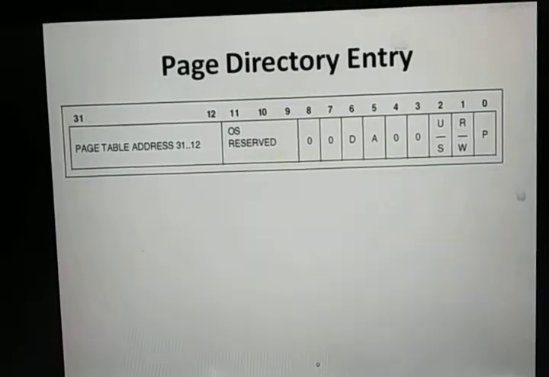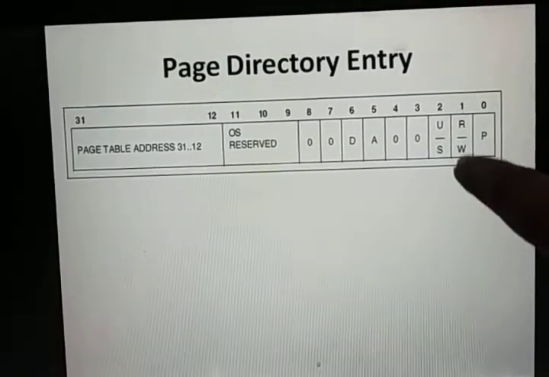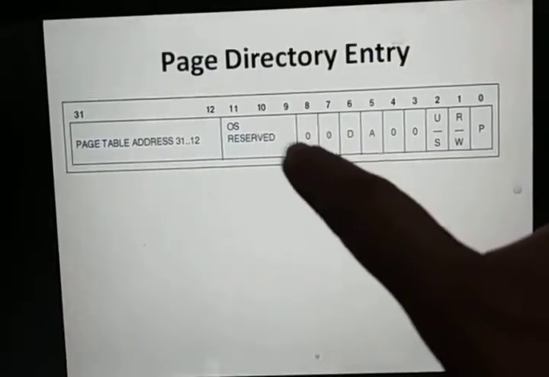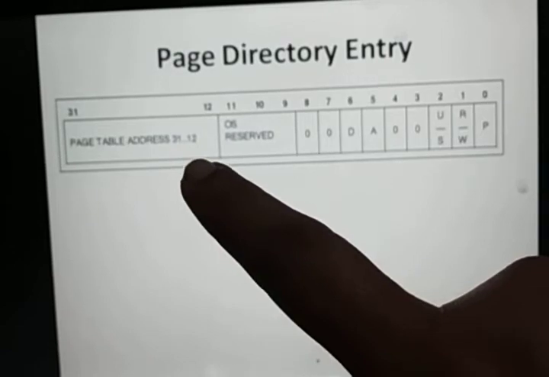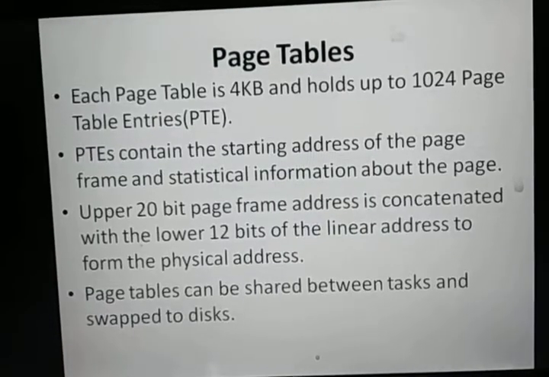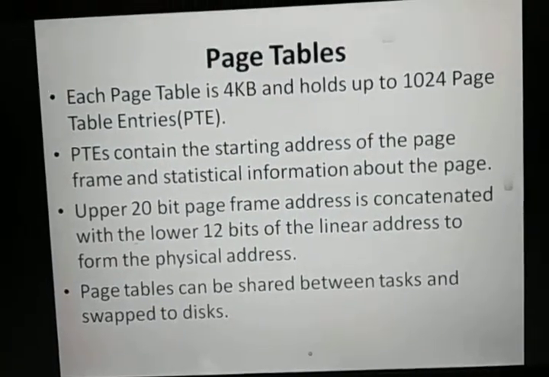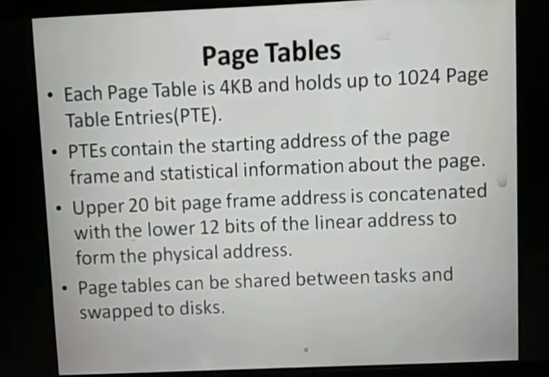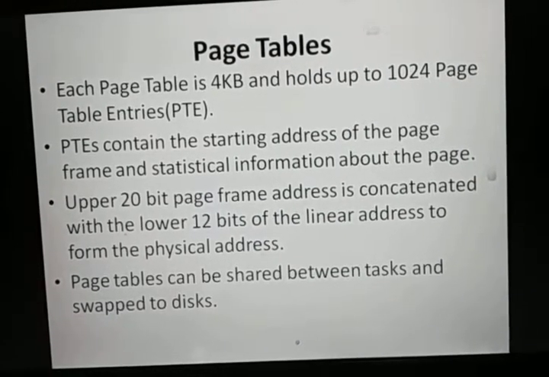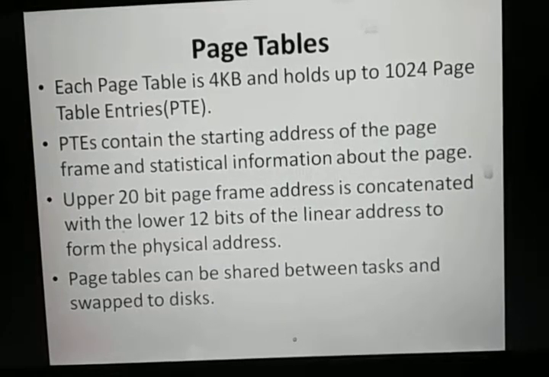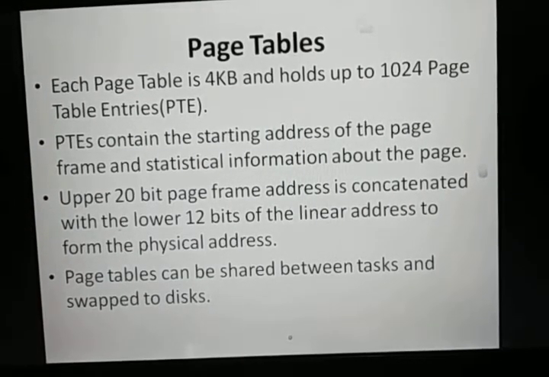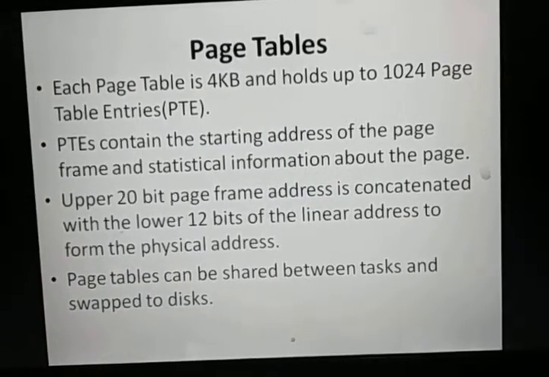So this is your page directory entry: P bit, read and write bit, user supervisor bit, access bit. These are reserved by the operating system, and the page table address is from bit 12 to 31. Again, the page table part is a 10-bit part and contains a total of 1024 entries. Because the page table index is a 10-bit part, it defines the page table size, 2 to the power 10, meaning 1024 entries are contained by the page table.